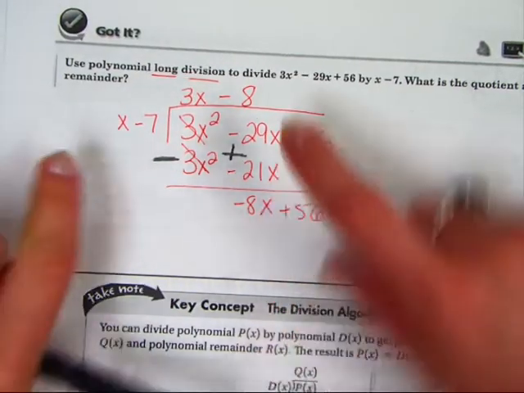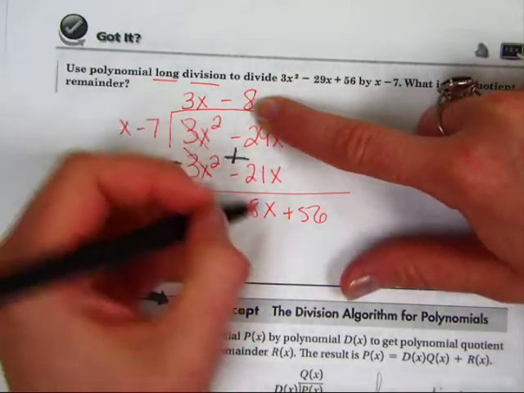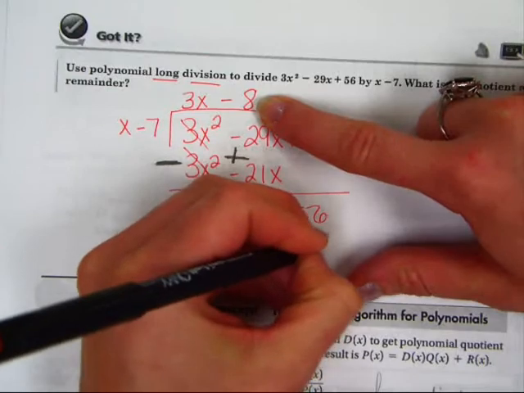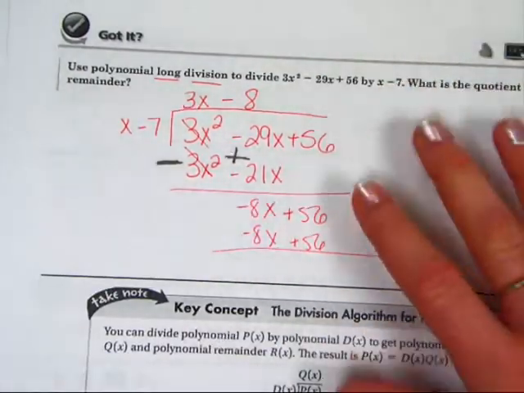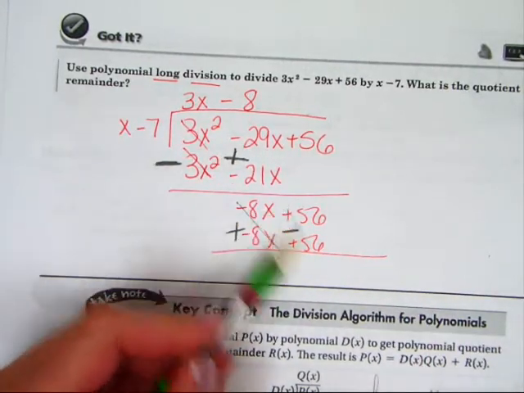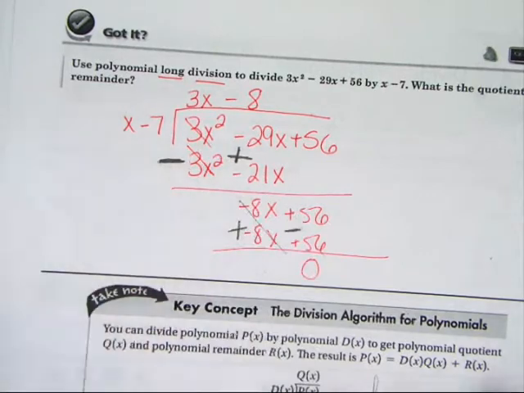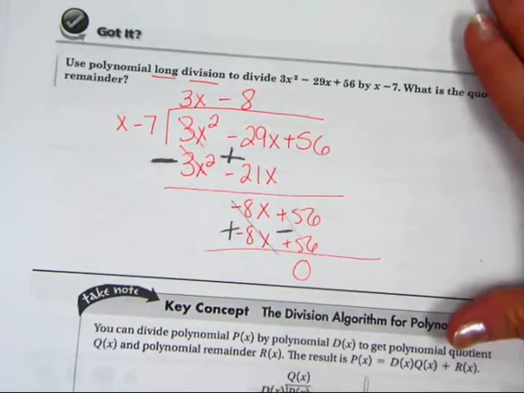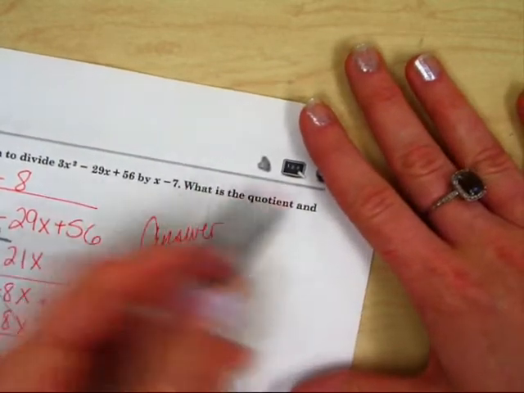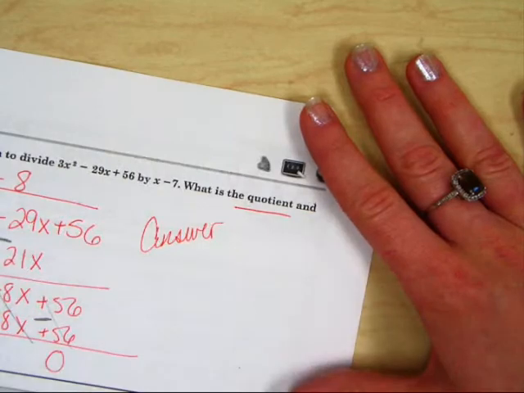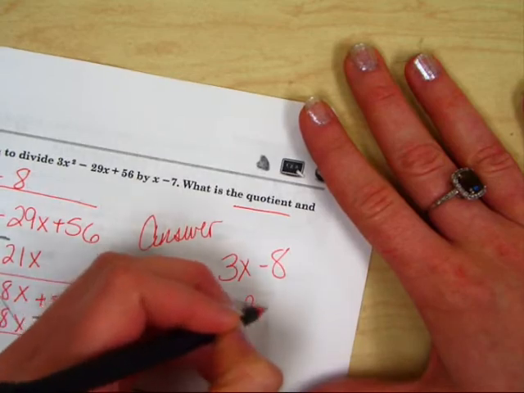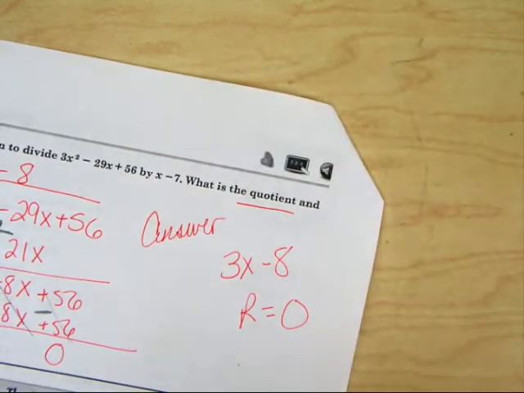So I backwards distribute, and I get negative 8x plus 56. And again, something very important to remember, change those signs. And what ends up happening in this problem is everything cancels, and I don't have a remainder because everything cancels to 0. So my answer, or I should say my quotient, is 3x minus 8, and if you want to tell me that the remainder is 0, you certainly can do that.